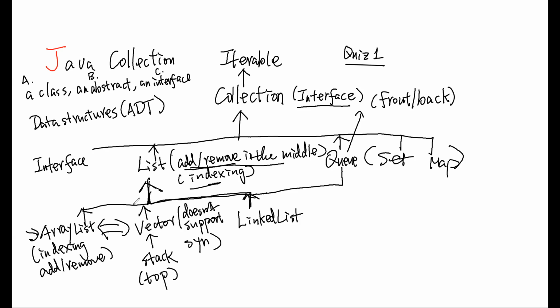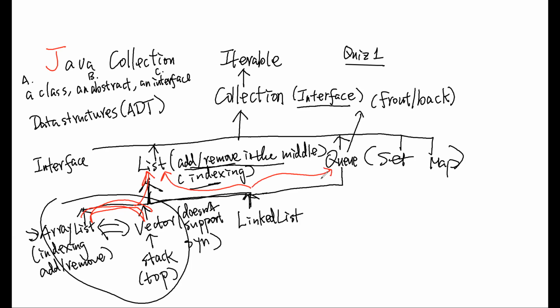So over here, both ArrayList and vector implement only the list interface. Be careful with these two. But LinkedList implements list, and it also implements the queue interface. So it kind of has the characteristics of both.